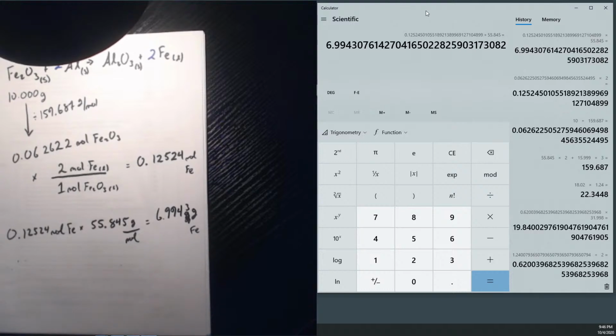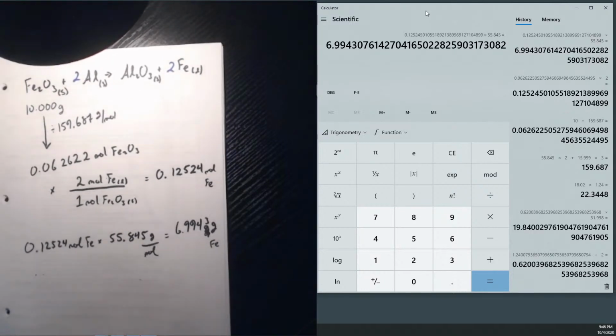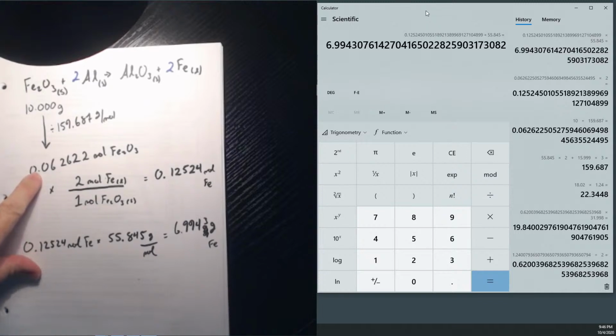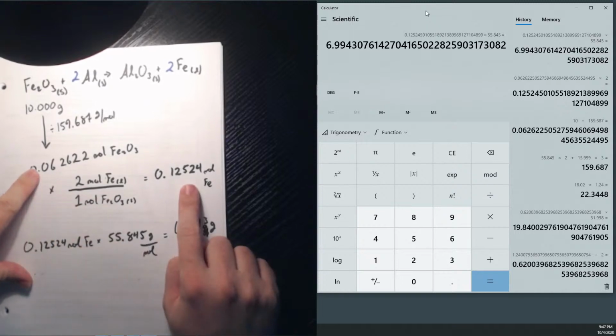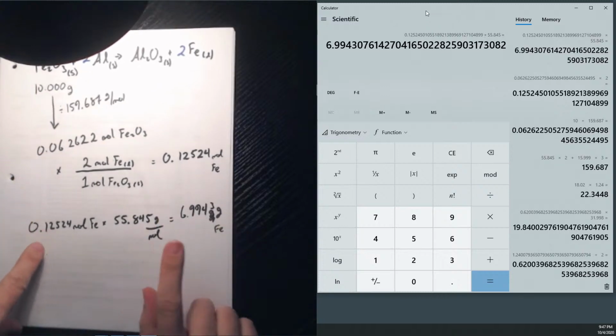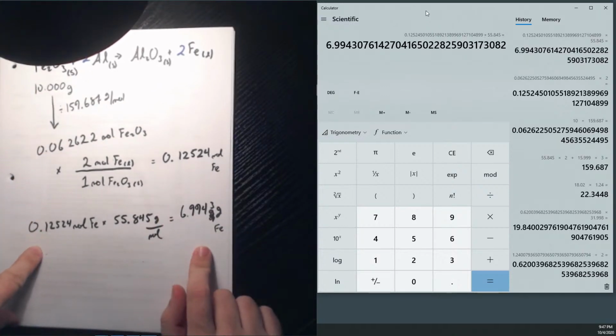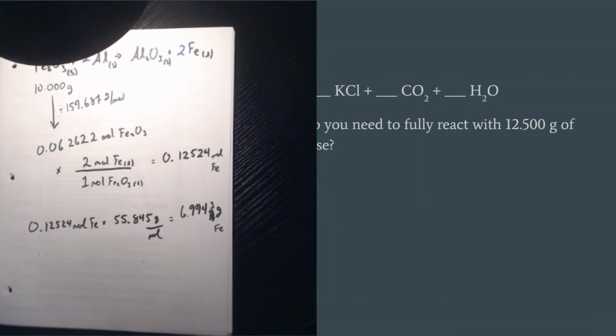All right, so that is yet another example of a stoichiometry problem. Convert from grams to moles. Then stoichiometry takes you from moles of one substance to moles of another substance. And then I convert it back to mass. All right.